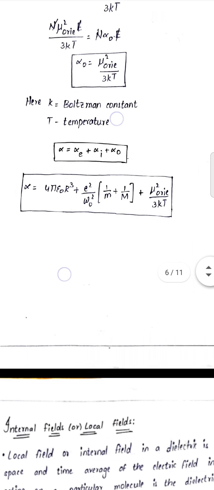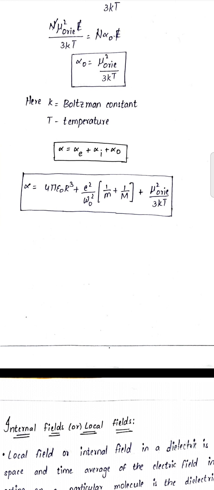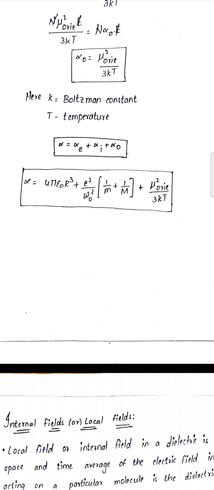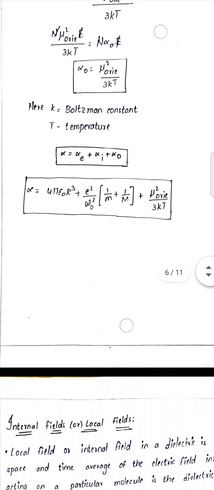Finally, the total polarization is equal to polarization due to electrons plus polarization due to ions plus polarization due to orientation and polarization due to space, but since it is 0, I didn't mention it here. So finally, alpha is equal to 4 pi epsilon naught r cube plus e square by omega naught square into 1 by small m plus 1 by capital M plus mu square orientation by 3kT.